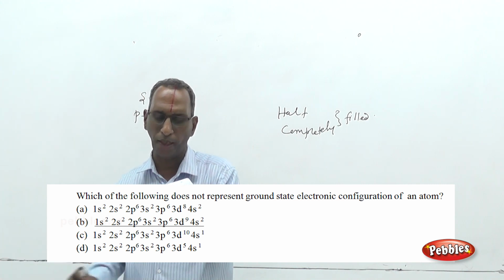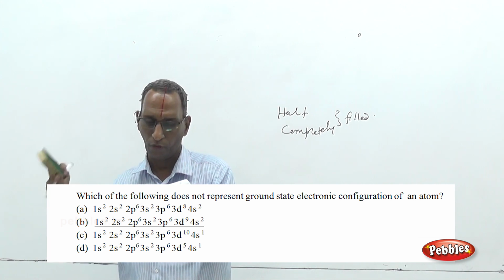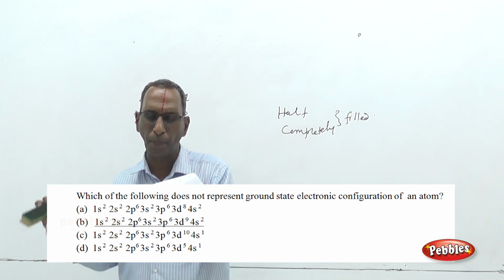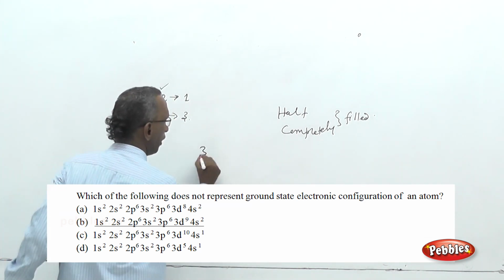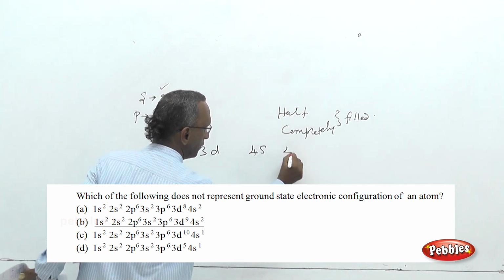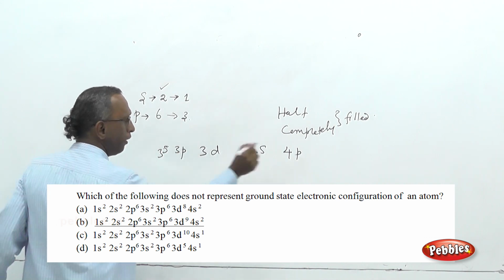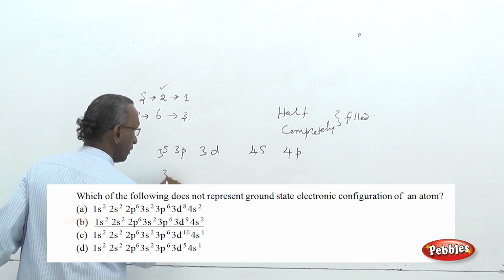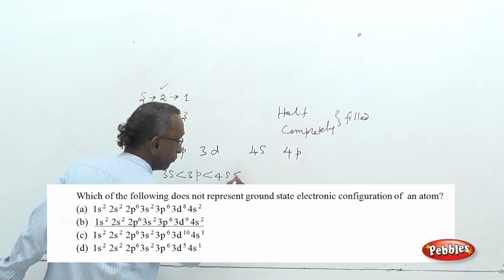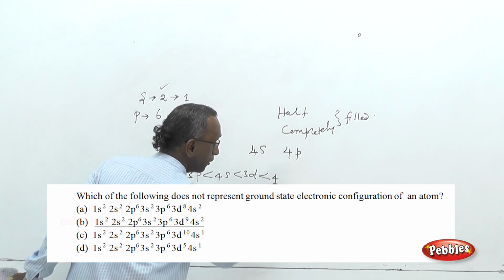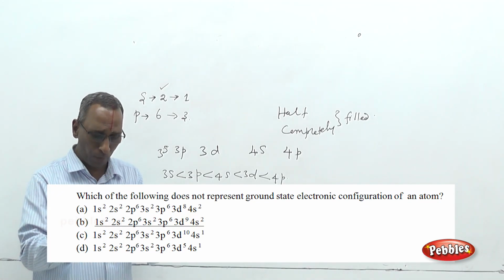All the choices have 1s2, 2s2, 2p6, 3s2, 3p6; up to this it is the same for all 4 choices. So up to the third shell p orbital it is filled. The arrangement is 3s, 3p, 3d, but next to 3s is 3p. Then comes 4s, then 3d, and only then 4p. This is based on the Aufbau principle, which is to be noted.